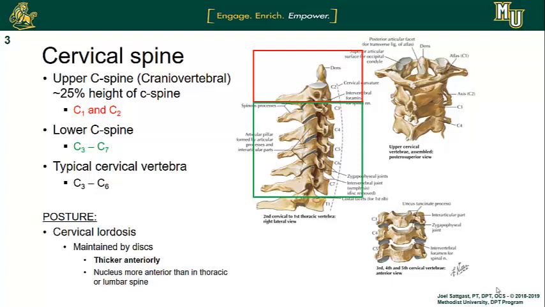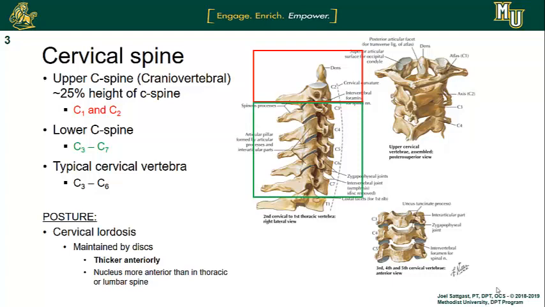The posture throughout the cervical spine is primarily cervical lordosis, which is maintained by the discs. They are thicker anteriorly and thinner posteriorly, which is what allows for more of a lordotic or extended position of the spine in the cervical area. The nucleus as well is positioned more anterior than what we see in the thoracic or even the lumbar spine. Even though the lumbar spine does have a lordosis, cervical spine is slightly more so.